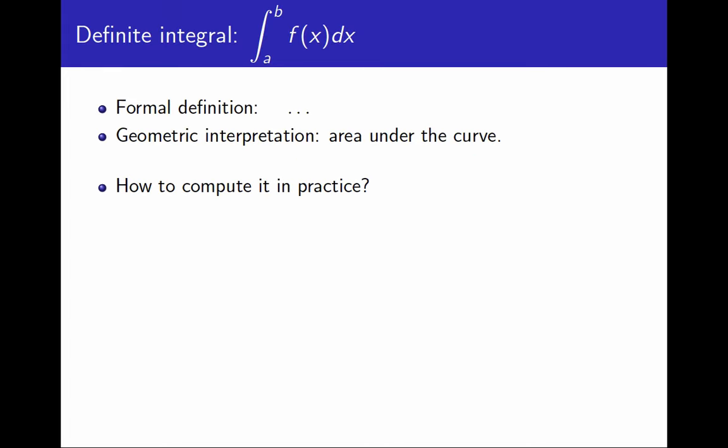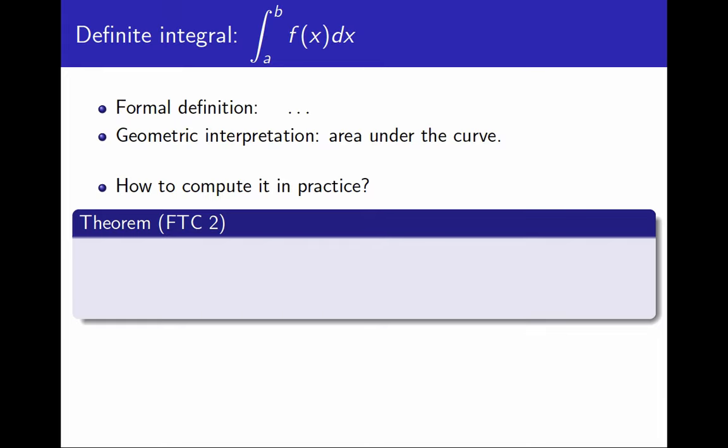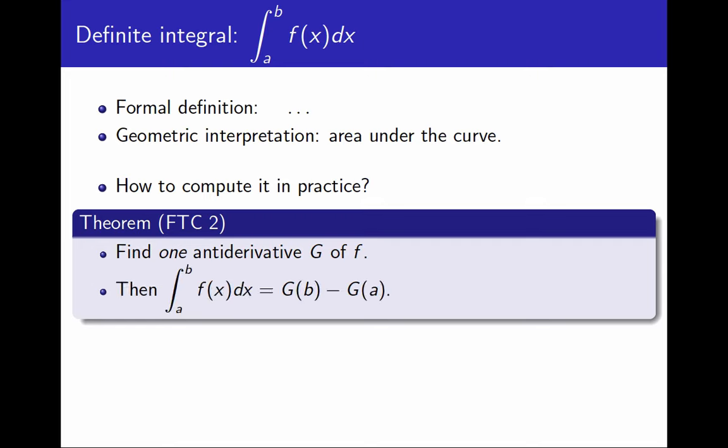But in practice, how do we compute a definite integral? We want to avoid having to use the formal definition for computations at all costs. This is where we have a theorem, the fundamental theorem of calculus, part 2, that comes to save the day. This theorem says that if I want to compute a definite integral, first find one antiderivative g of f by any means necessary, normally by guessing. And then the integral from a to b of f is simply going to be g of b minus g of a.